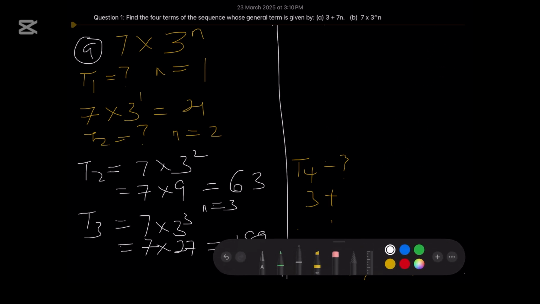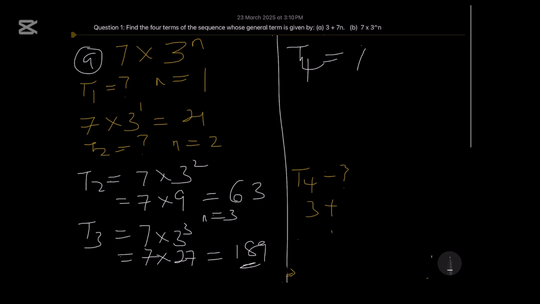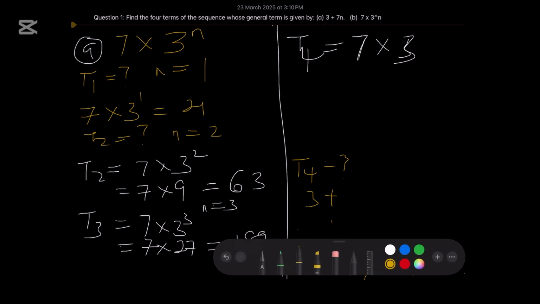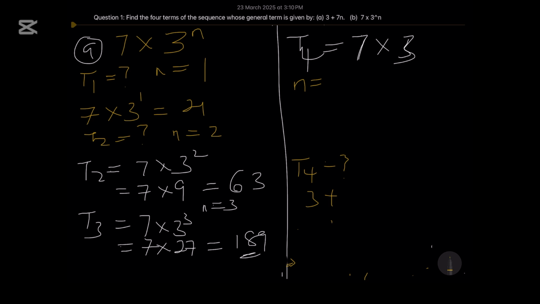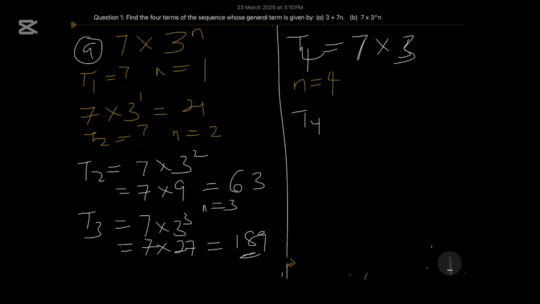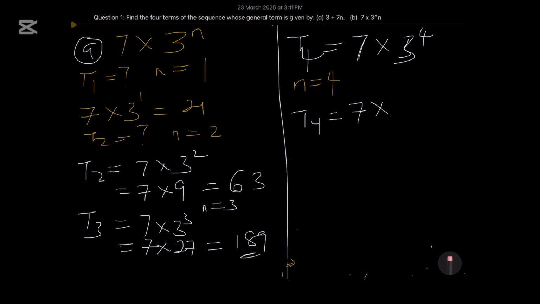So for the last term, the fourth term, T4, applying the same formula, 7 multiplied by 3 to the power n. In this case, our n is equal to what? Because it's the fourth term, n equals 4. So applying the same formula, T4 is 7 times 3 raised to the power 4. 3 raised to the power 4 is 81. So we have 81 multiplied by 7, which is 567. So that's our fourth term.